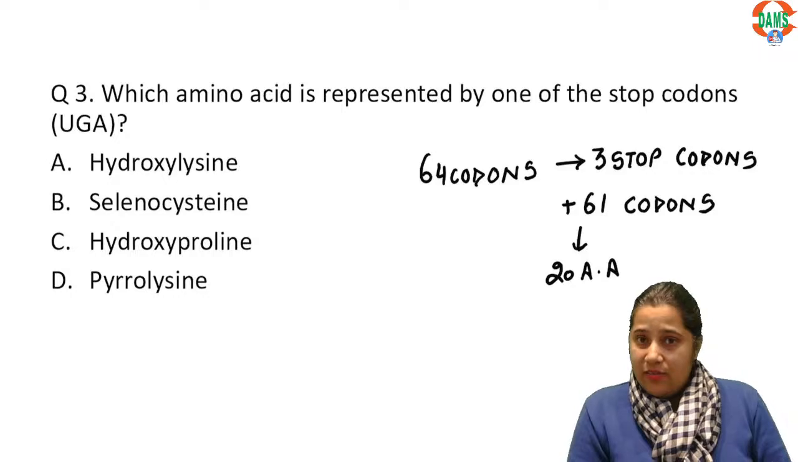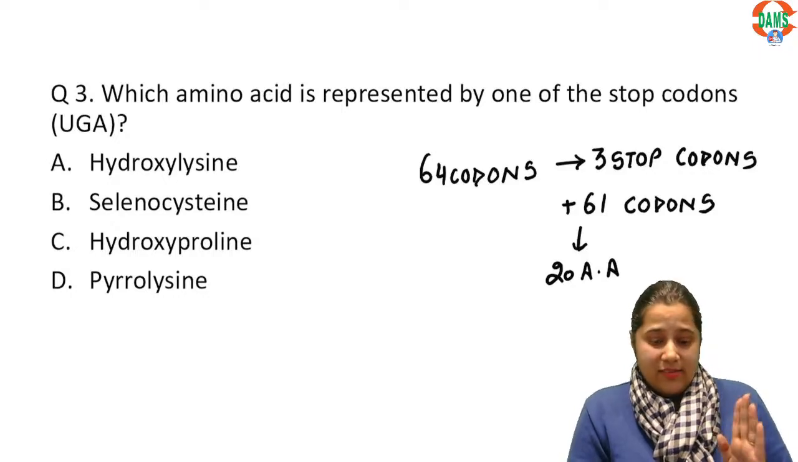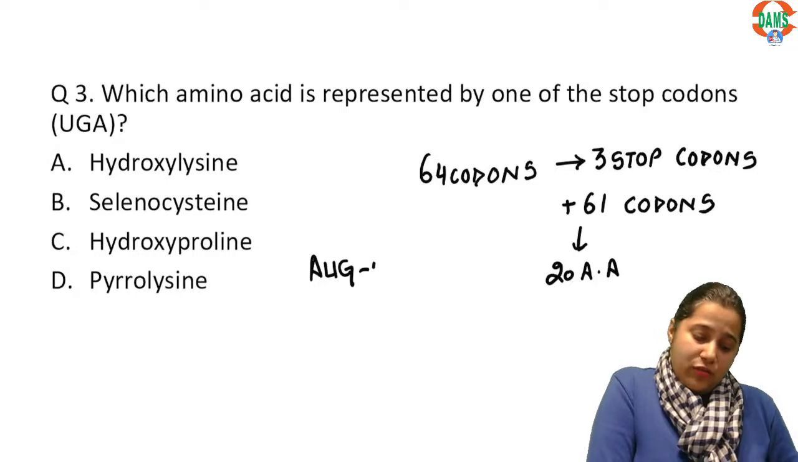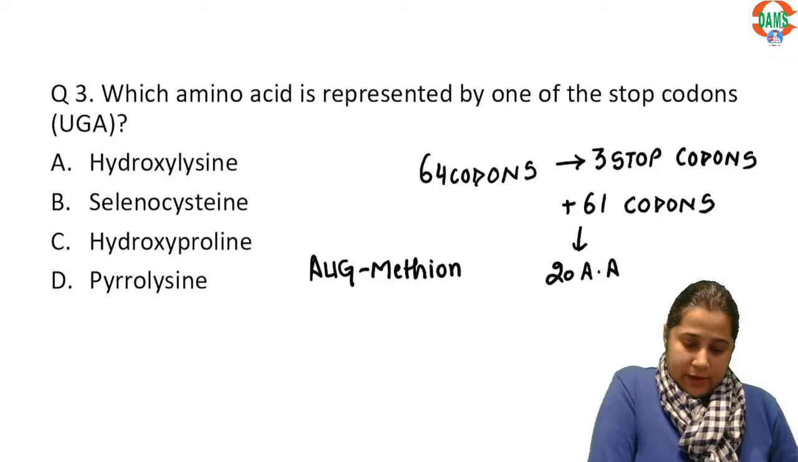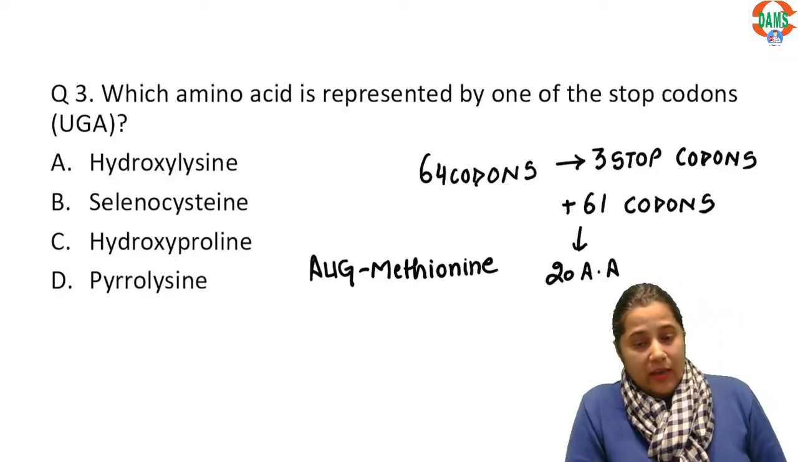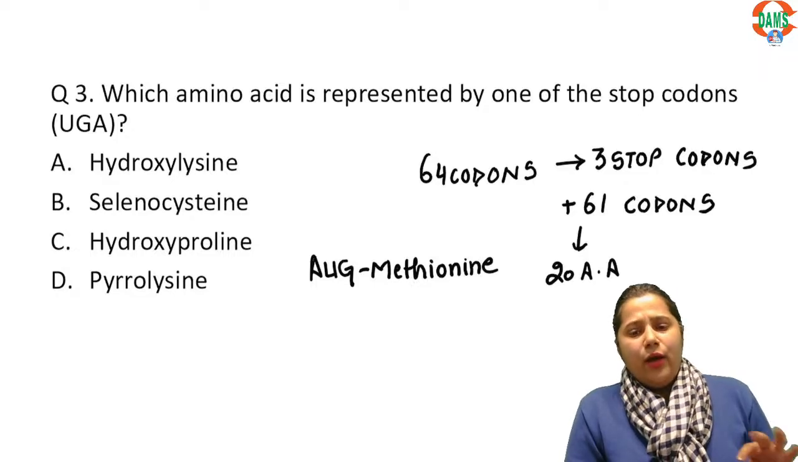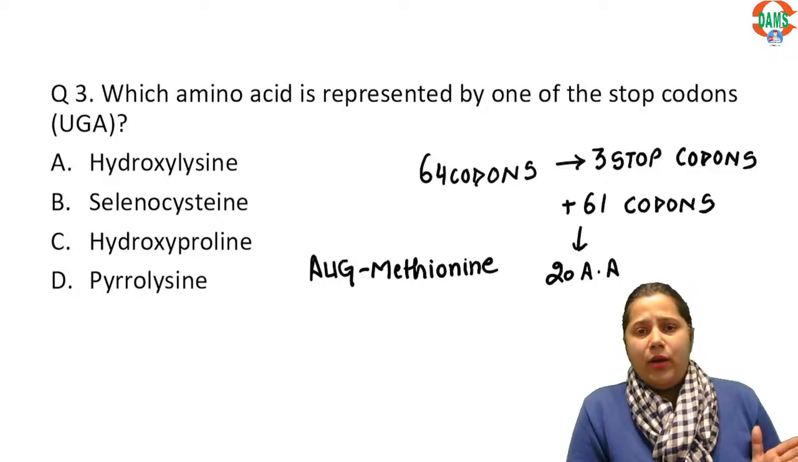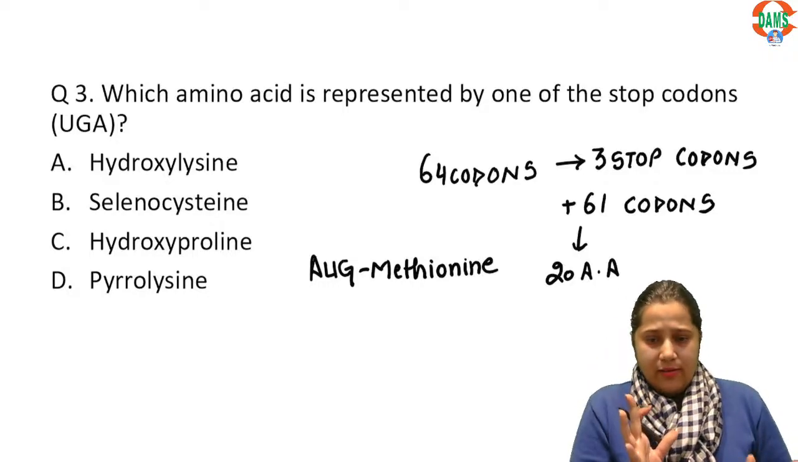These 61 codons are fixed. For example, we know that AUG will always code for methionine, right? AGA, AGG will always code for arginine. AAA codes for lysine. Likewise, we have 61 codons. All of them are coding for different amino acids.